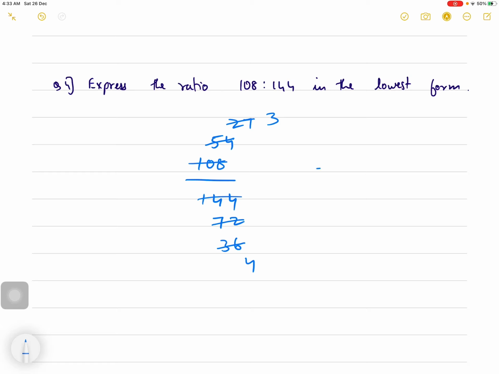So this is 3 by 4. So you cannot reduce more. So 3 by 4 is the lowest form of 108 is to 144.